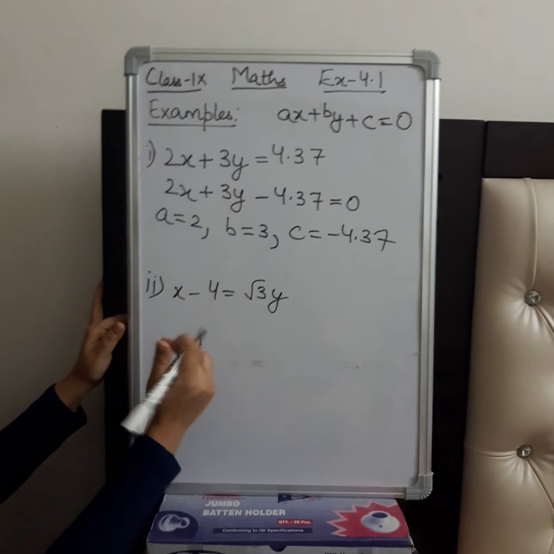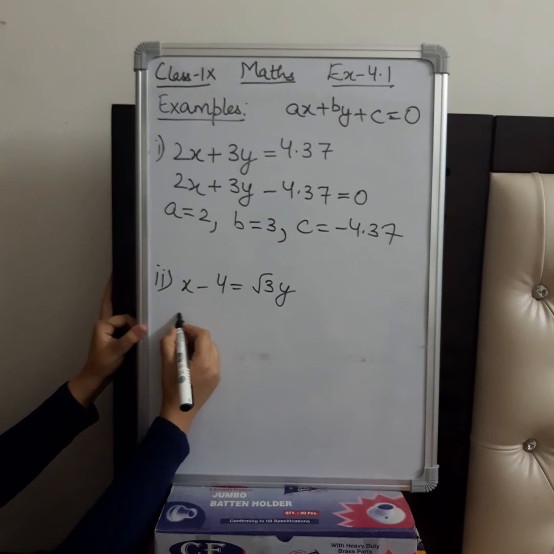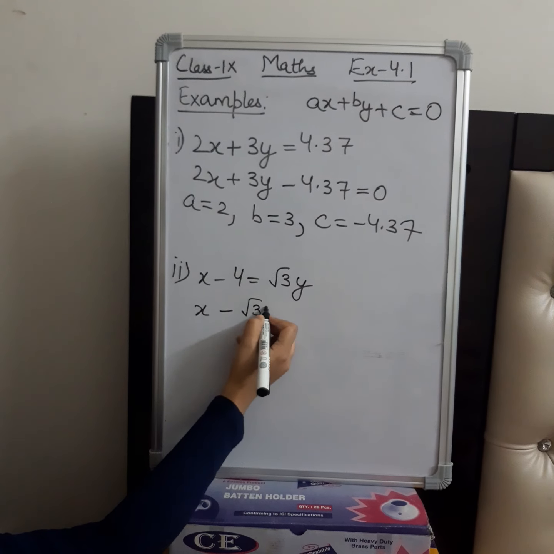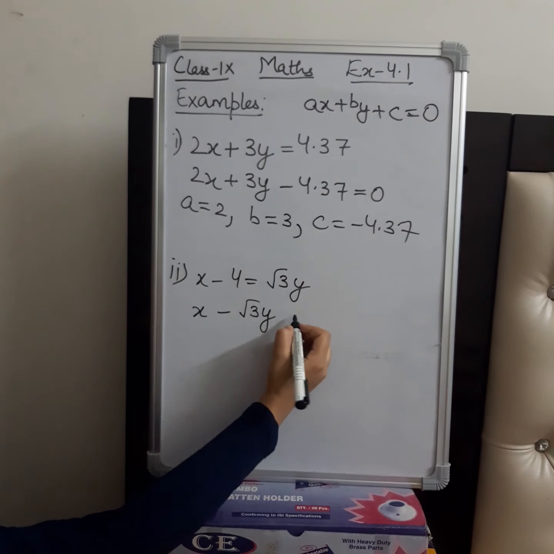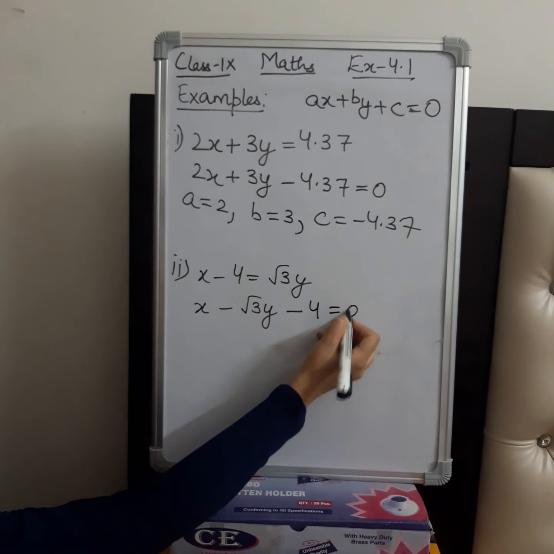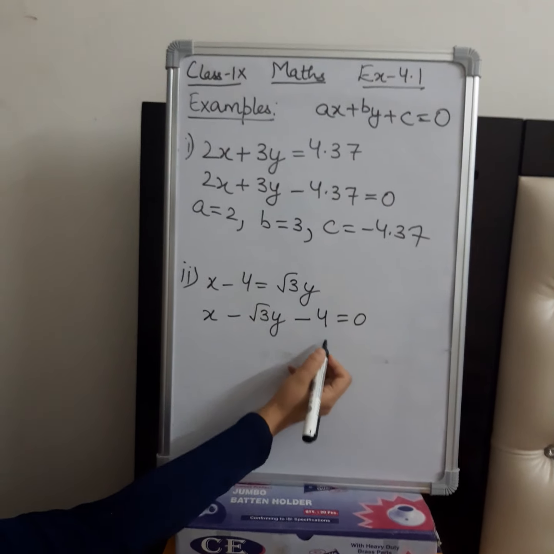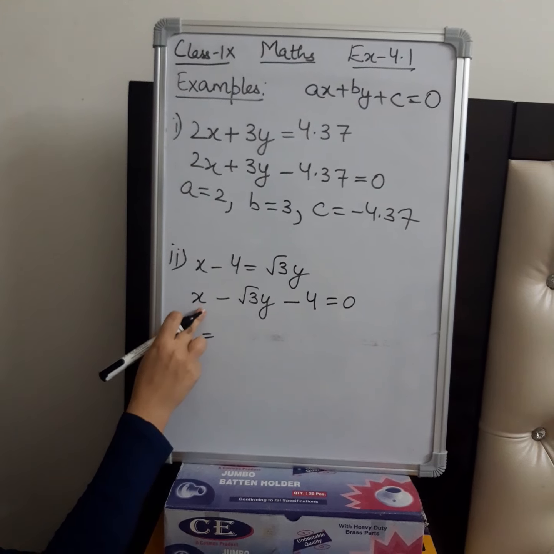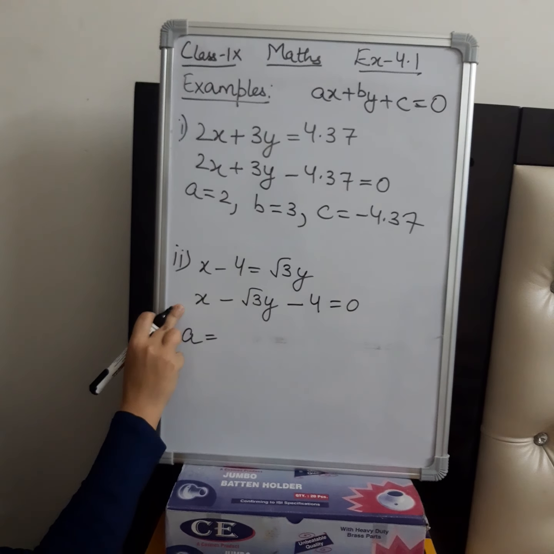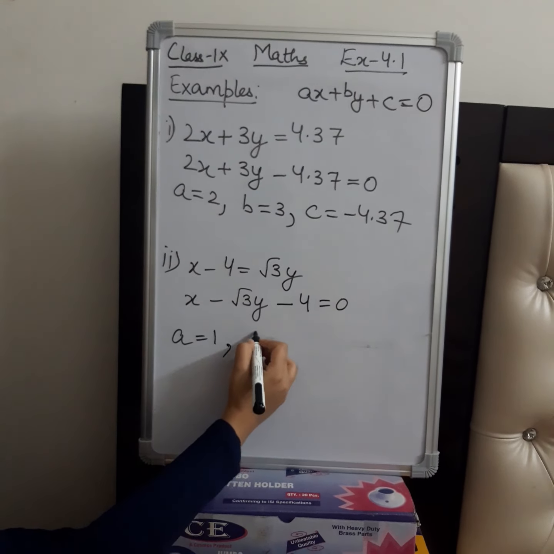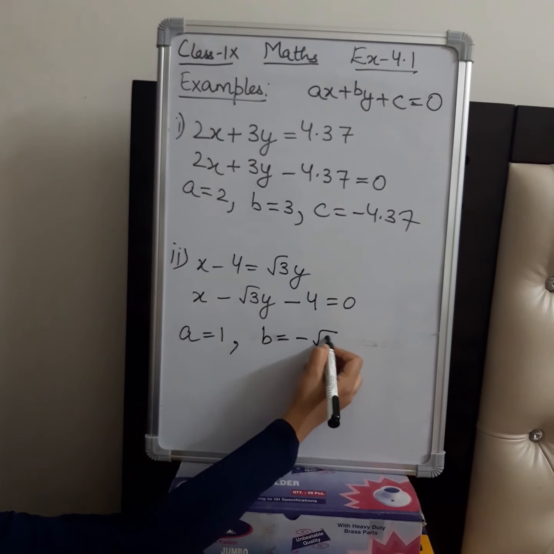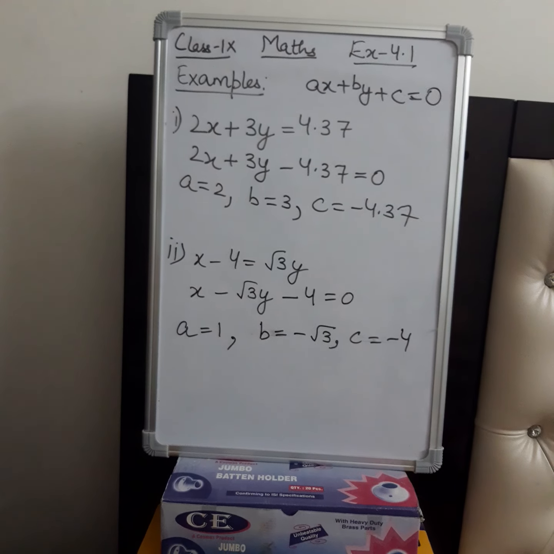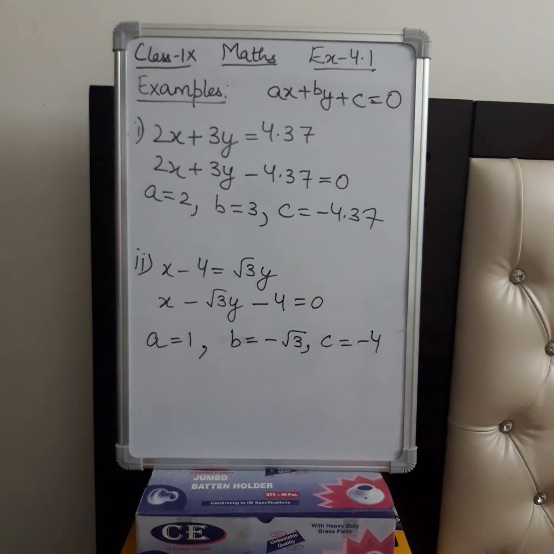Similarly, let us do the second part. Here the variable x comes first. We will bring it here because we want the second term in the form of by, and c will remain the same. Now this is ax plus by plus c again. What is a? You will not take it as x. A is the coefficient of x. So a is 1 here, b is minus under root 3 and c is minus 4. Similarly, we will do the next two examples.